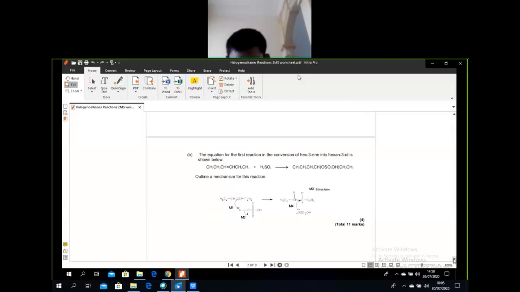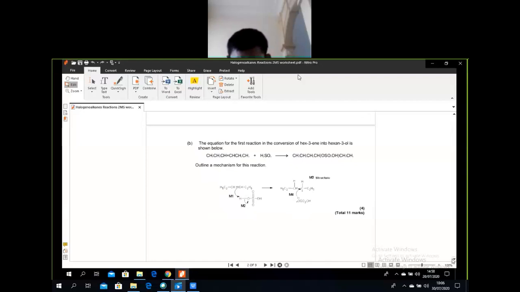Number B. The equation for the first reaction in the conversion of hex-3-ene into hexanol is shown below. This is the first reaction. Okay, in the first reaction, alkene reacts with sulfuric acid to become an alkyl hydrogensulfate. So this one, the mechanism is called electrophilic addition.